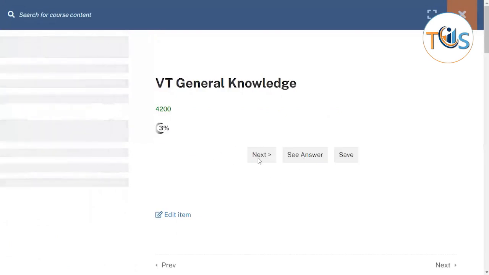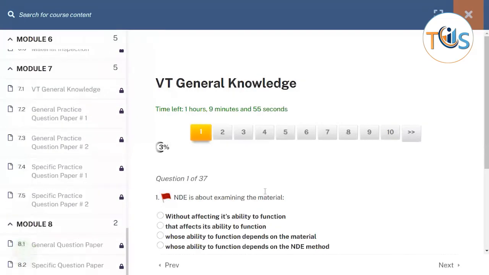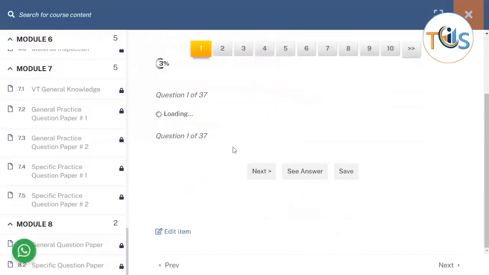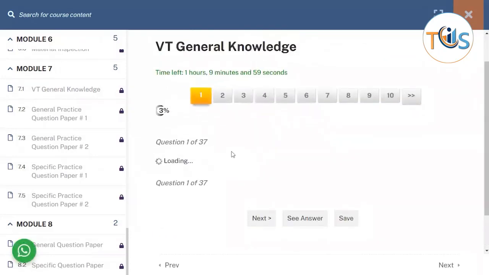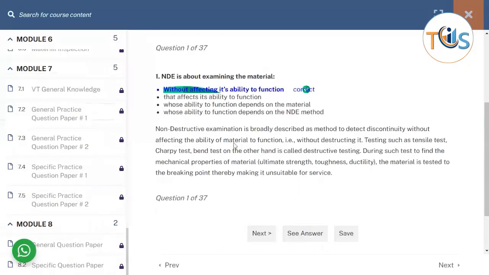You can see the answer here. You can go to the next question. You can flag the question, and it's also tiled at the top. You click on the answer you have chosen, and then you can see the answer, or you see the answer at the end. And it also comes with an explanation of why an answer is right or wrong.